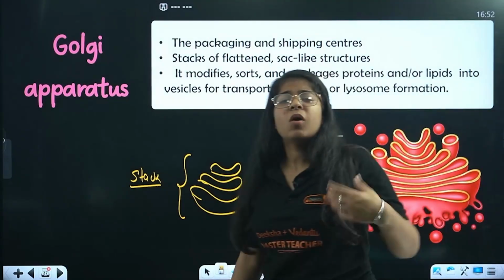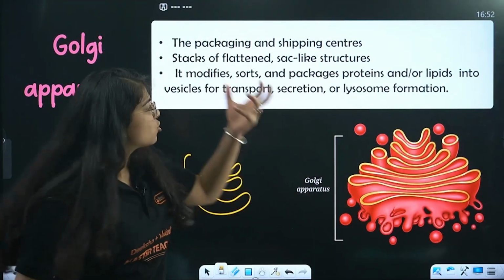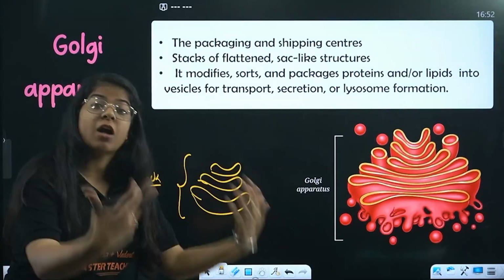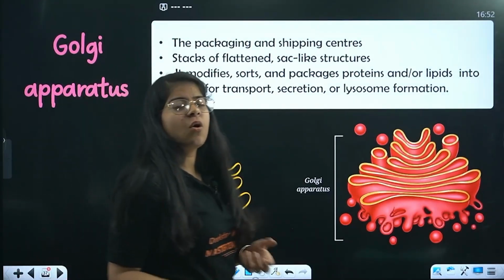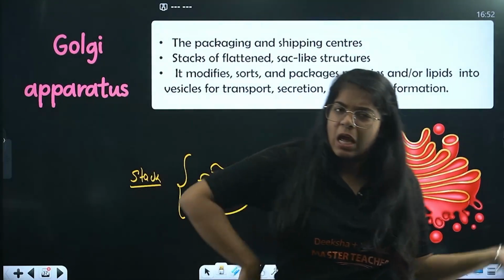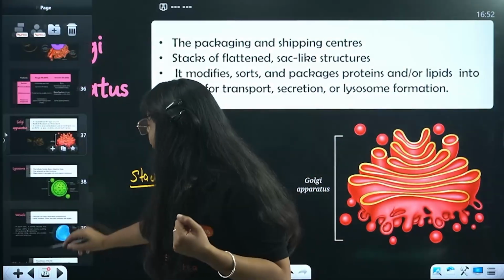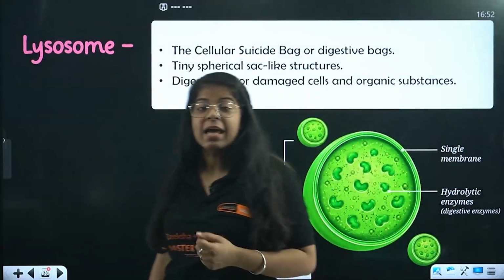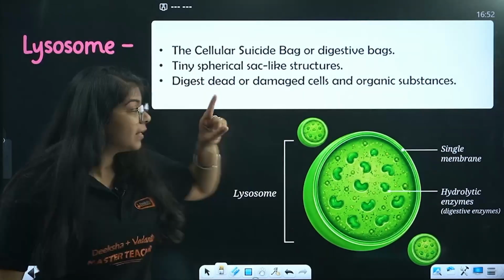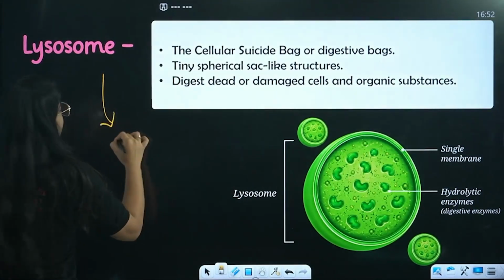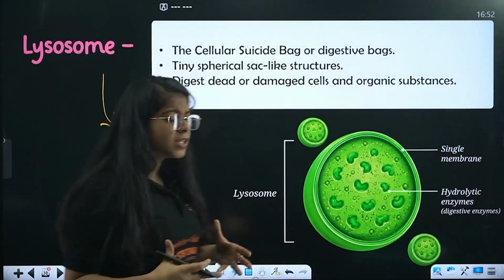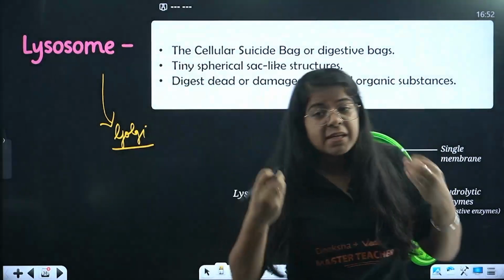Then what it does, it modifies, sorts and packages proteins and lipids into vesicles for transport, secretion or lysosome formation. Ma'am, what is a lysosome? Now lysosome, beta, that is called the suicide bag of the cell. These are made by the Golgi apparatus. Remember, these are made by the Golgi apparatus. So what happens? This Golgi apparatus makes some lysosomes.